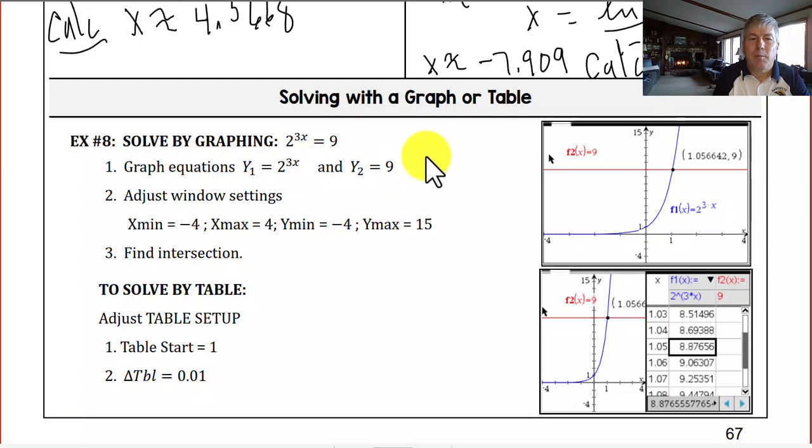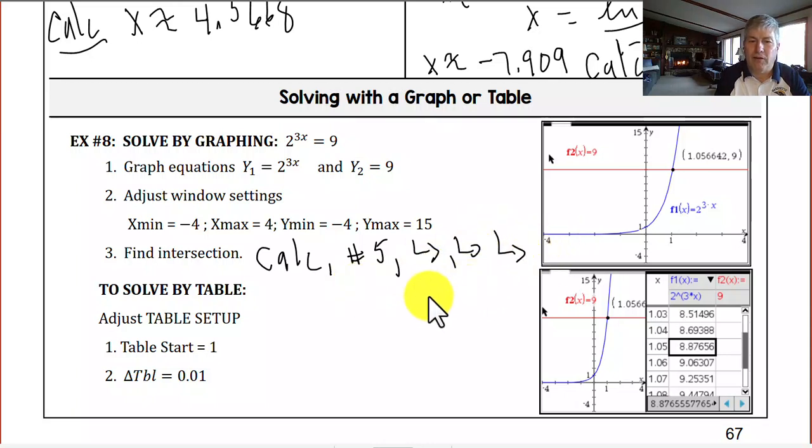And in this final example 8, we can solve using a graph or a table. So we can put both equations into our graphing calculator. So 2 to the 3x, we do y1, and y2 equals 9. And then we would graph both using the window, and then find the intersection, and that's under the calc menu, and I think it's choice 5, and then I think you have to hit enter 3 times, enter, enter, enter, and it'll give you the intersection. We don't want to trace. So no tracing.